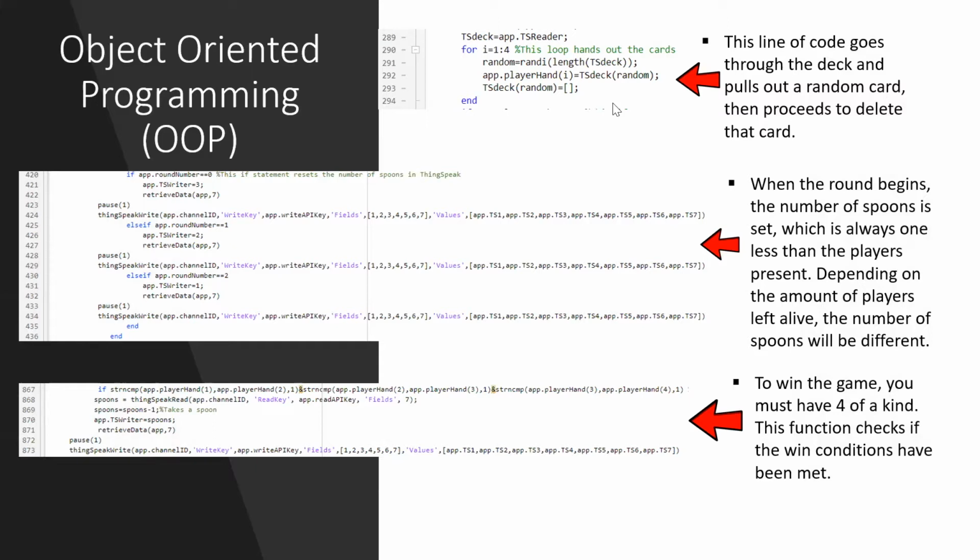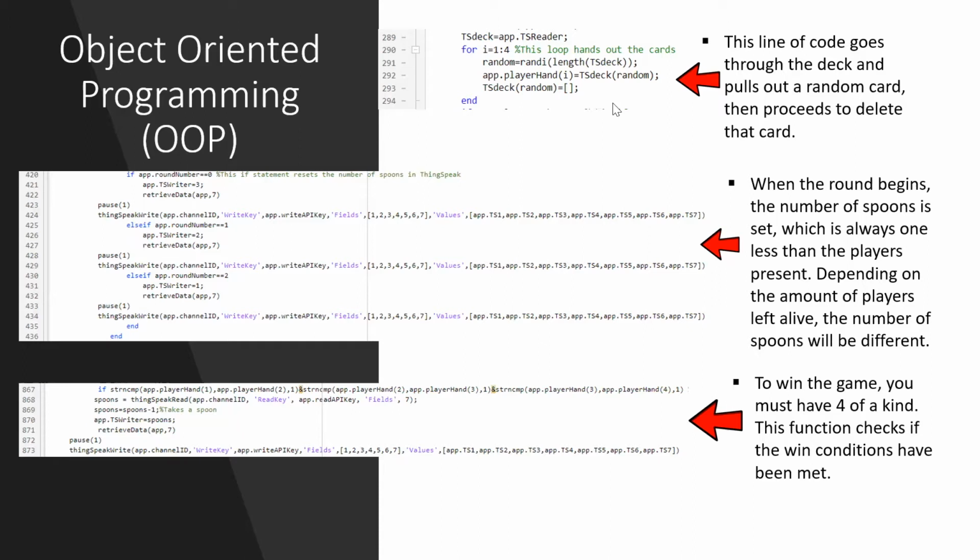Something else that happens when the round begins, depending on what round number it is, or also how many players are alive, is that we need to have a set number of spoons, because the number of spoons is always 1 less than the number of players. So if we have 4 players, we need to have 3 spoons. So when it checks if round number is 0, meaning the game has just started, and that we have 4 players, therefore we can write 3 spoons to MATLAB.